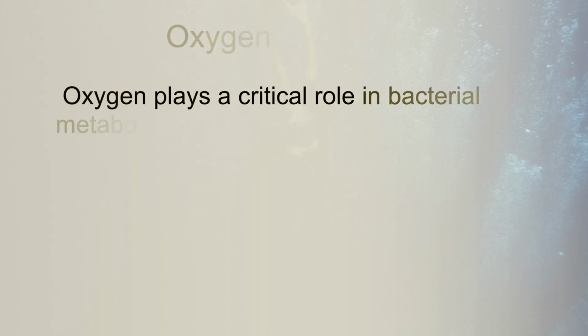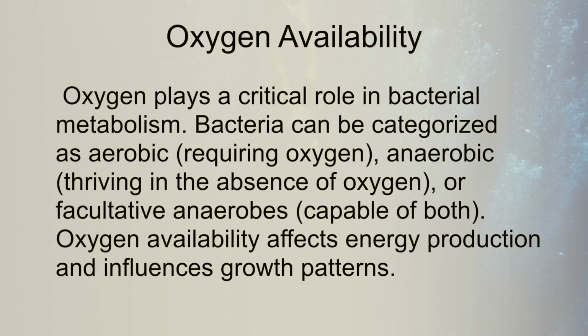Next factor is the oxygen availability. Oxygen plays a critical role in bacterial metabolism. Bacteria can be categorized as aerobic, meaning bacteria requiring oxygen, anaerobic, meaning thriving in the absence of oxygen, or facultative anaerobes, that means they can survive in both conditions. Oxygen availability affects energy production and influences growth patterns.